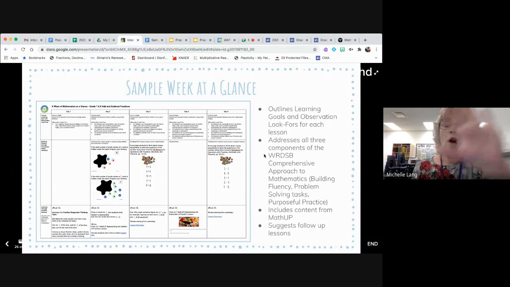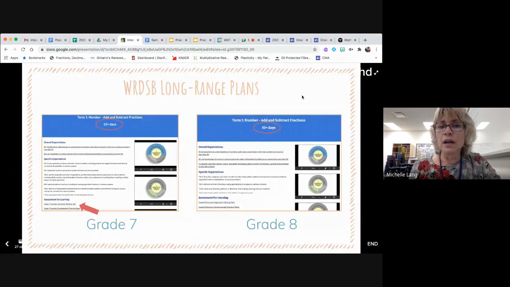And it does make sure that across the week we are addressing all of the components of the comprehensive approach to math. So the building fluency, not every day. The 3-part problem-solving lessons, again, not every day, and purposeful practice. But over the course of the week, we've made sure to address all of those. The long-range plans as well are there, and the purpose is for you to use them. They, again, have all components of the comprehensive math, a slide deck for each to give you different possibilities for some of those problems.